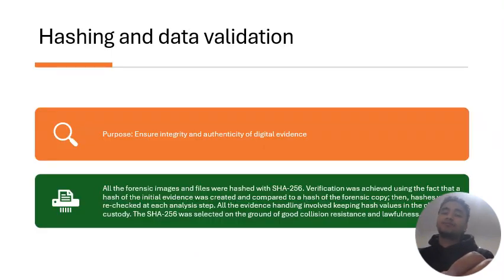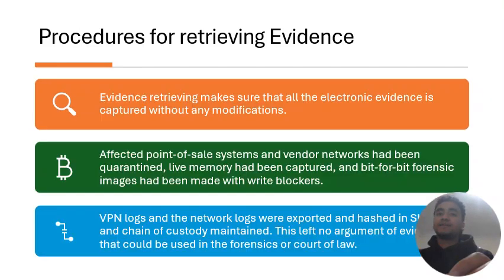If we go into precise detail on the hashing and data validation, the main purpose of hashing is to ensure the integrity and authenticity of the data evidence. All the forensic images and files were hashed with SHA-256. In this case study, we have used a tutorial from the wiki on what to do in hashing and how to ensure integrity. The procedures for retrieving evidence make sure all the electronic evidence is captured without any modification.